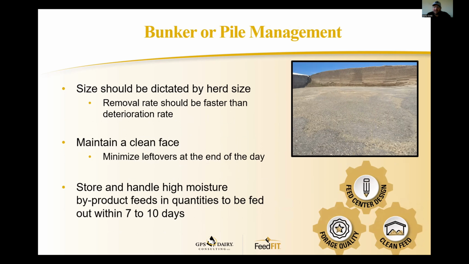Make sure that we're maintaining a clean face and we're trying to minimize the leftovers that are left at the end of each day. If we have a jagged edge or a jagged face, this allows for more oxygen. This allows for more growth to occur. And if we have these high moisture byproducts, such as a wet corn gluten feed or a wet distillers or something like that, we're making sure that we're getting those fed up within 7 to 10 days.